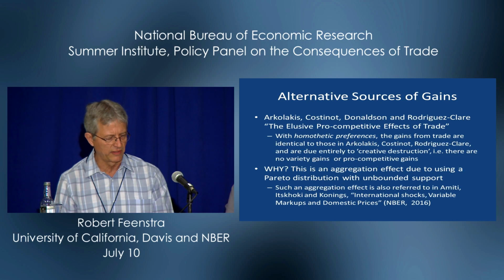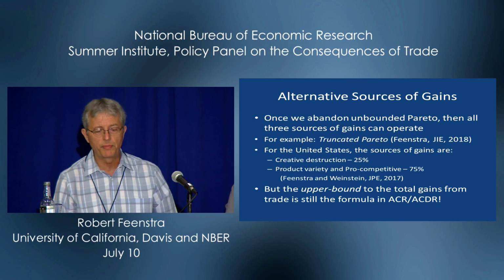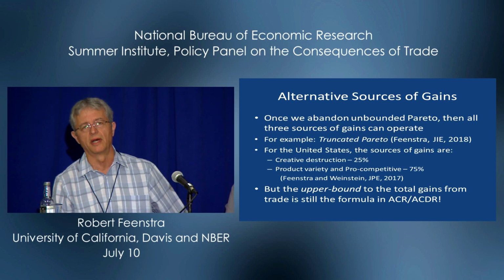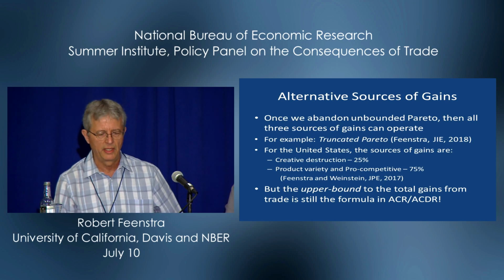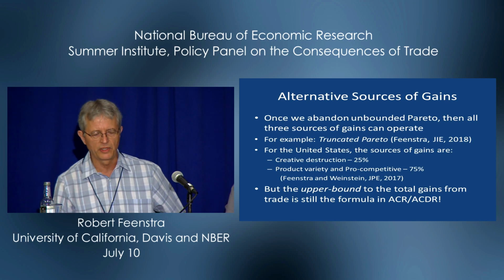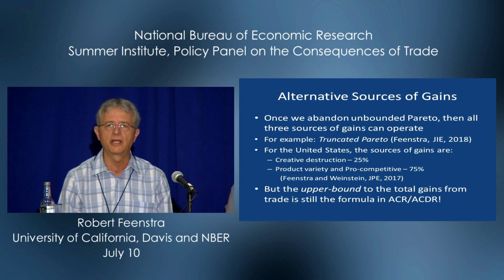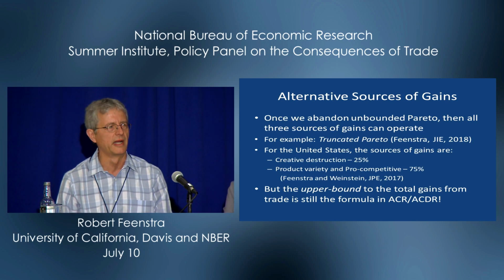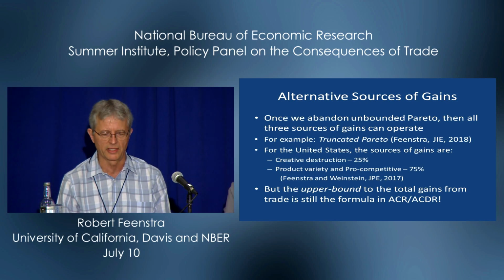And an aggregation effect of this type is also mentioned in recent work by Mary Amiti and Oleg and Joseph in a revision of their paper. Once we abandon the assumption of unbounded Pareto, then all three sources of gains from trade can operate. I, for example, have worked out the case of a truncated Pareto, truncated on the right side, so there is some highest productivity firm. In that case, all three sources of gains from trade operate.